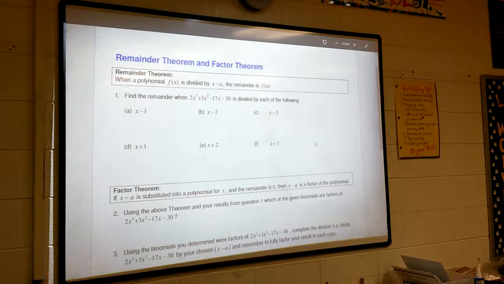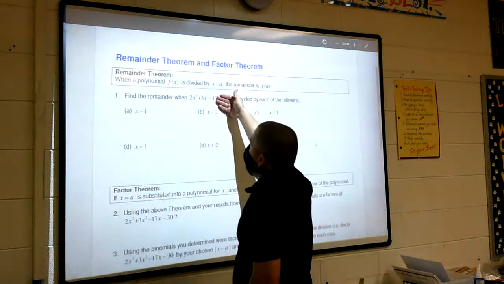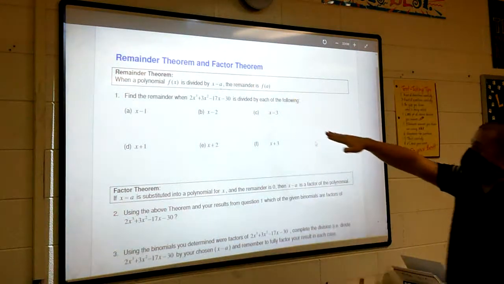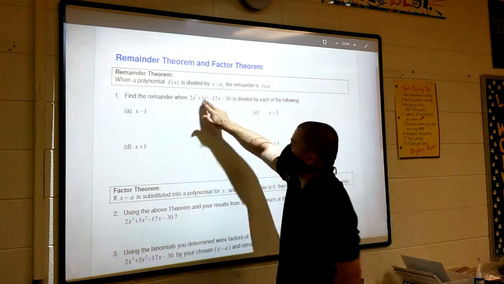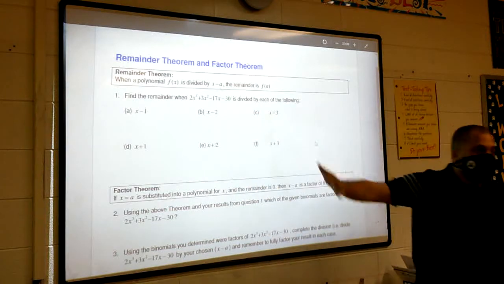So this is the remainder and factor theorem worksheet. What you need to do is divide 2x to the third plus 3x squared minus 17x minus 30 by each of these 6 numbers, okay?